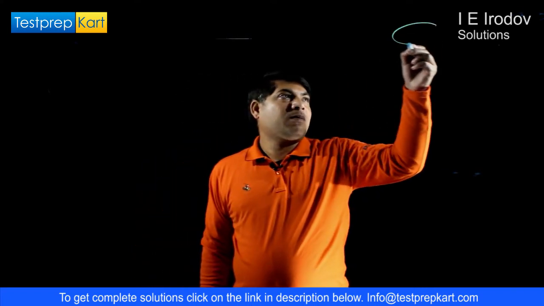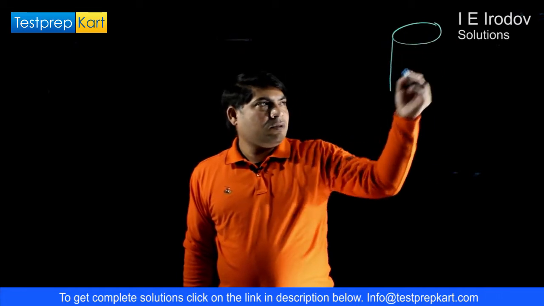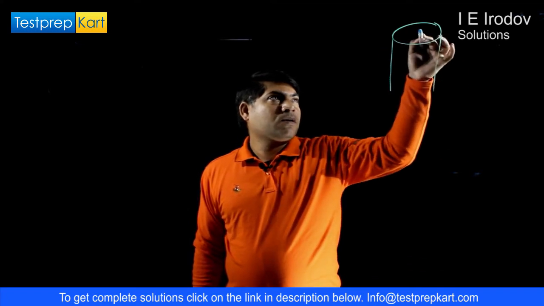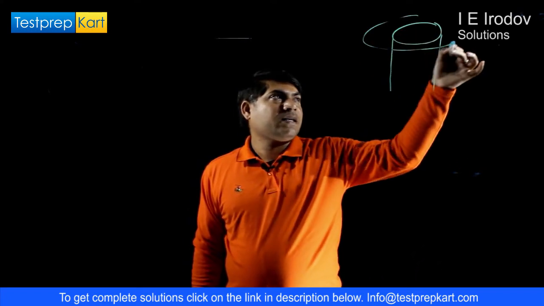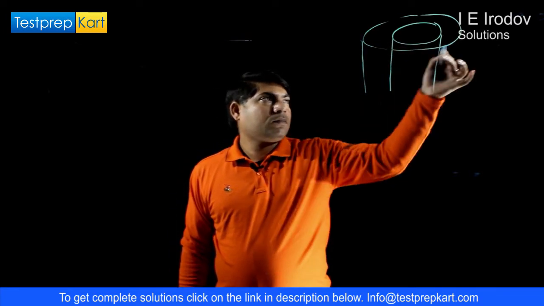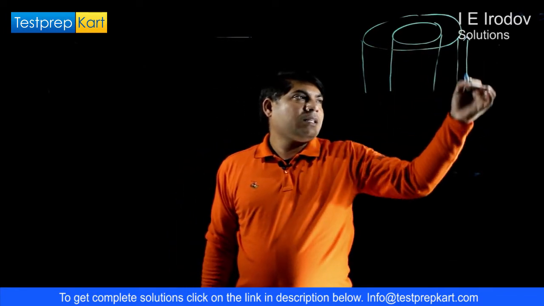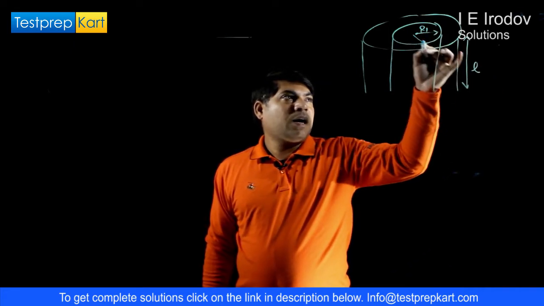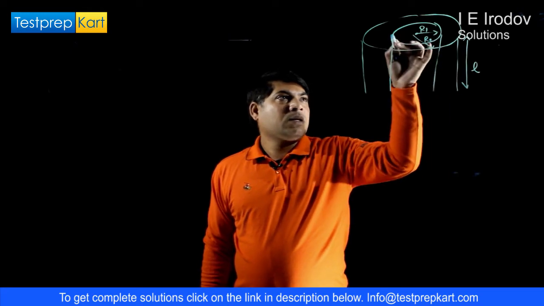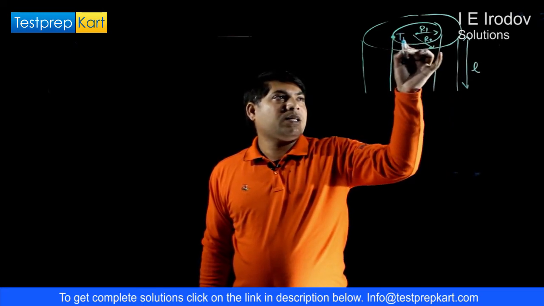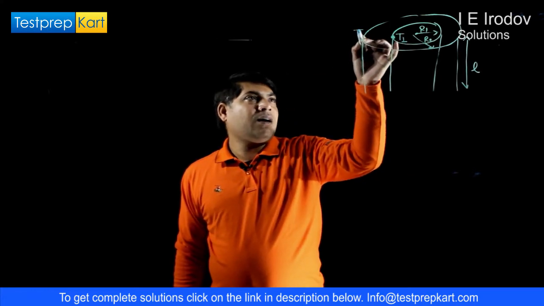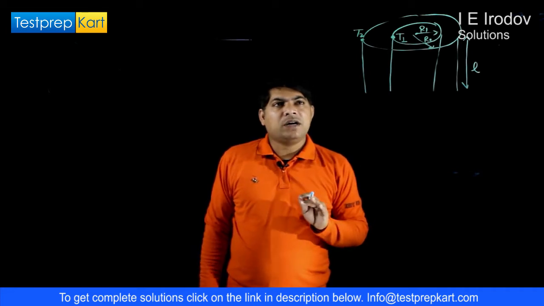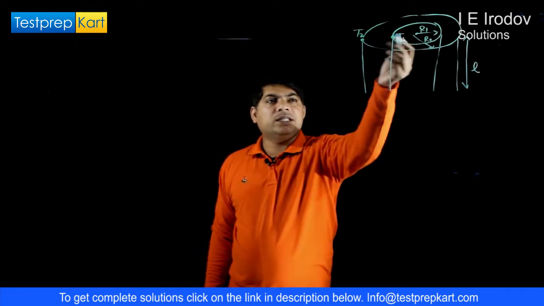So in this question we have a cylinder. Let's assume that the length of this conducting cylinder is L. So it is coaxial in nature. This length is L. Inner radius is R1. Outer radius is R2. This inner surface is placed at temperature T1 and the outer surface is placed at temperature T2. So we have to find out the temperature distribution within this material.